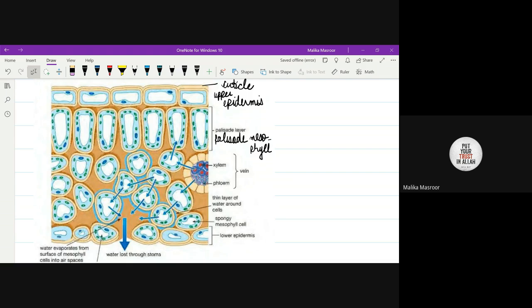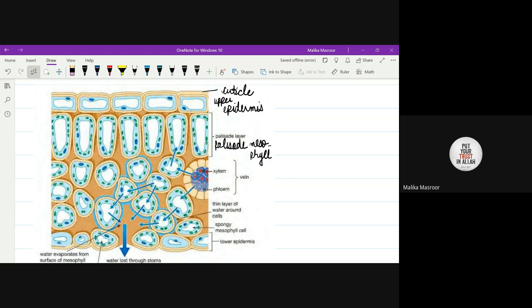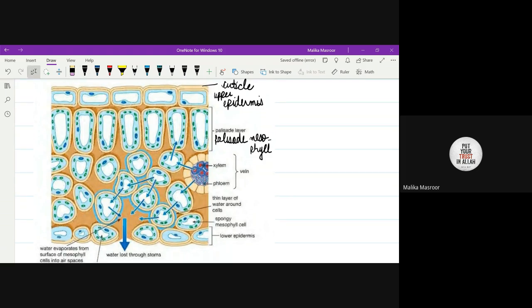And these cells secrete a waxy cuticle that is present on top of your upper epidermis, as you can see in the diagram. So this basically forms a thin, transparent, waterproof covering. This cuticle also prevents loss of water through evaporation and acts as a physical barrier to prevent the entry of pathogens as well.